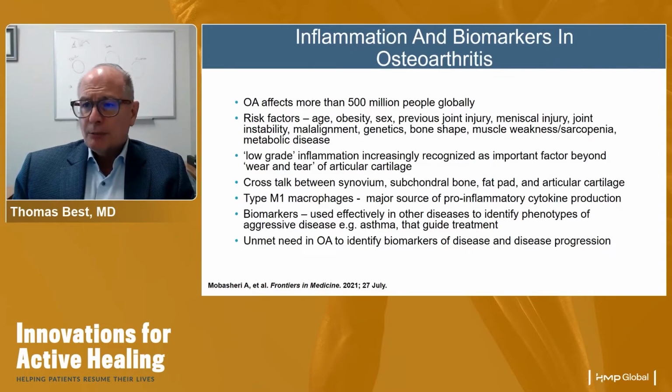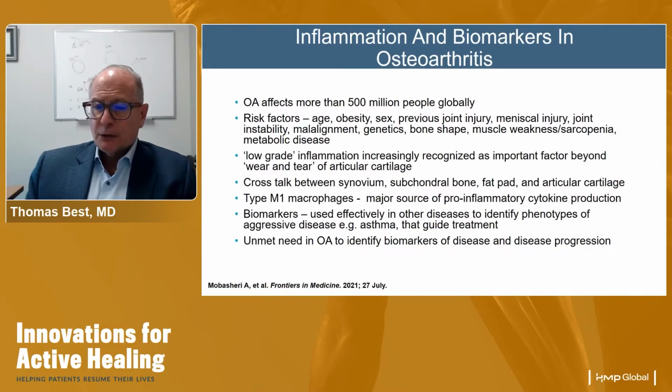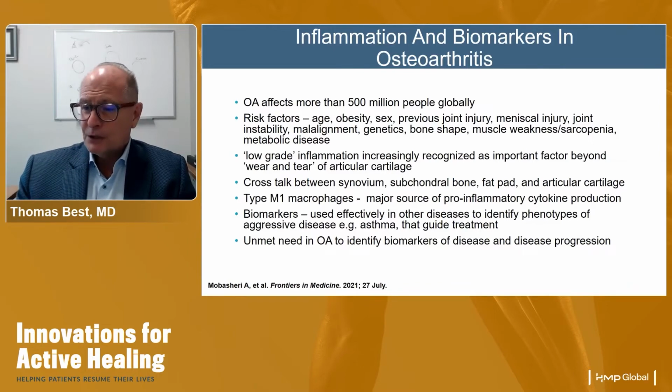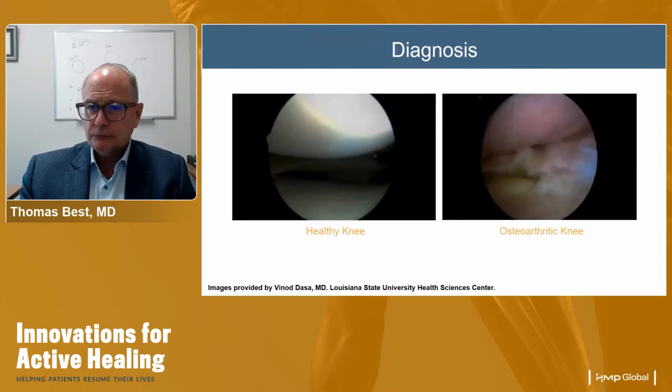And then importantly, we're learning more and more that the future of osteoarthritis treatment is going to be accelerated by our understanding of identifying biomarkers, which can be used to identify phenotypes. And we'll talk more about this later in today's discussion. But suffice it to say, asthma is a very great example of a chronic disease where we now have identified biomarkers that allow us to predict those who are going to go on to more of an aggressive form of asthma. So in summary, we do have an unmet need in the osteoarthritis world to identify these biomarkers of disease and disease progression.